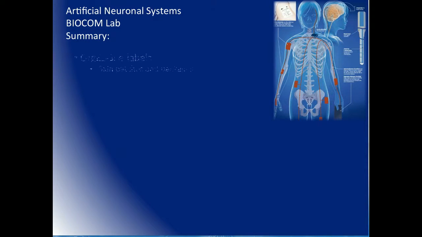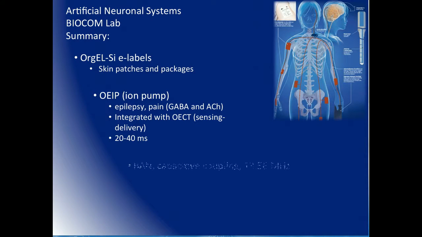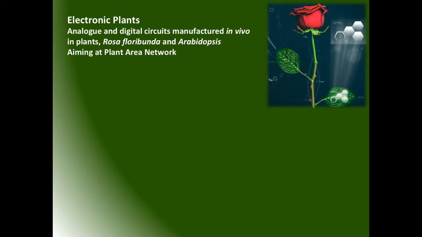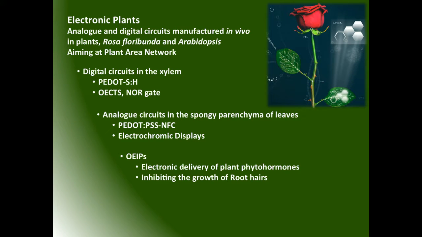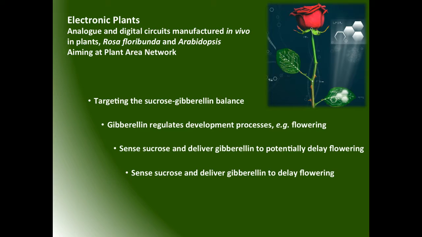In summary, I will just go through a little bit what we have done. We have taken organic silicon-based electronic labels, ion pumps, body-area network to make an artificial neural network. And in plants, we have tried to introduce a nervous system using similar devices. The idea here is to build up circuit technology systems inside plants. And of course, you ask, why are we doing this?